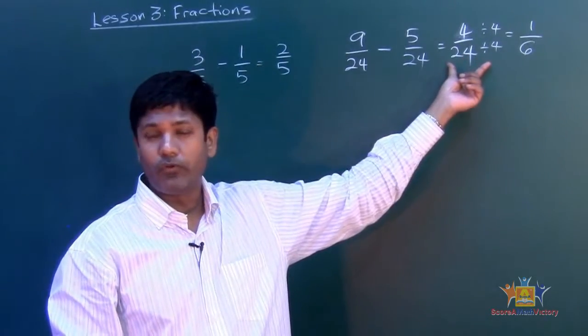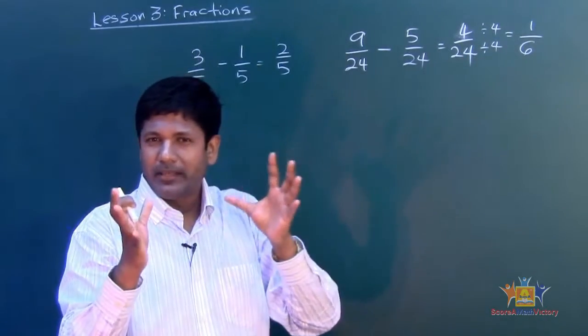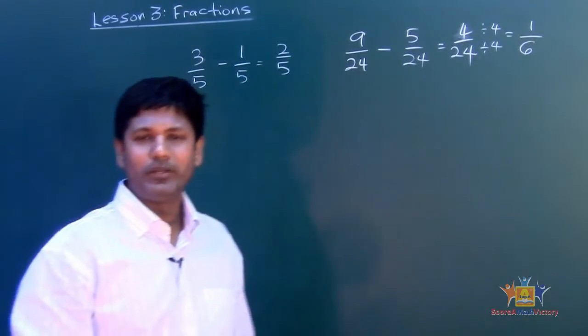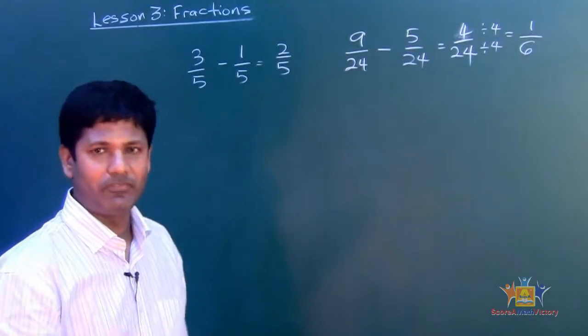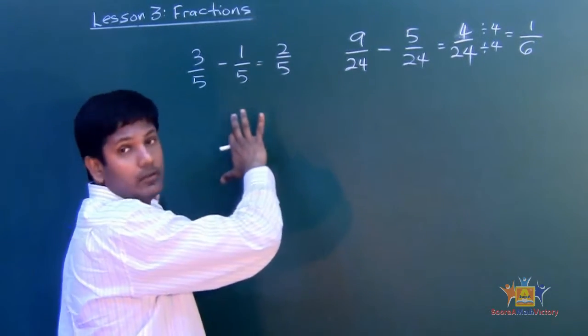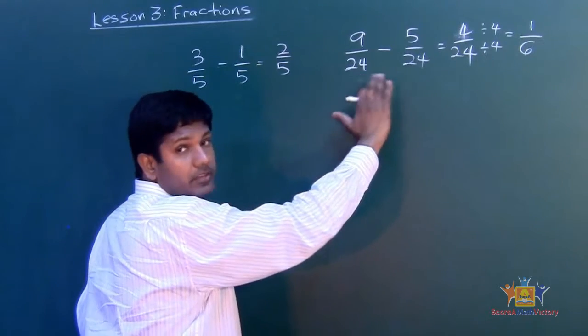Comparing to 4 over 24, it looks a bit crowded. Alright, so that's why you simplify to 1 over 6. That's how they use the word simplify. Alright, okay, good. So this one only applies if its denominators are the same.